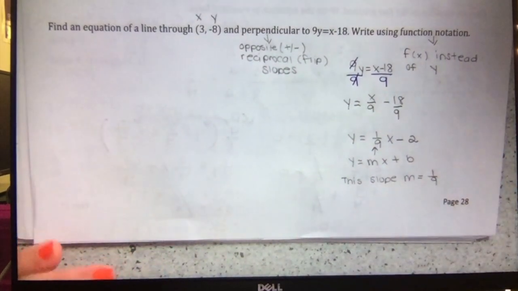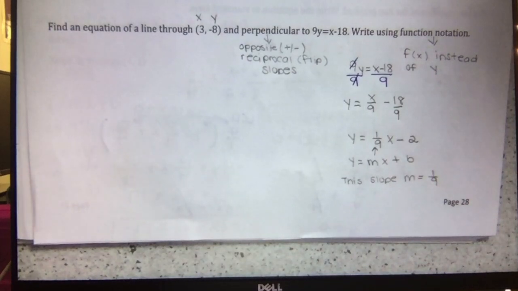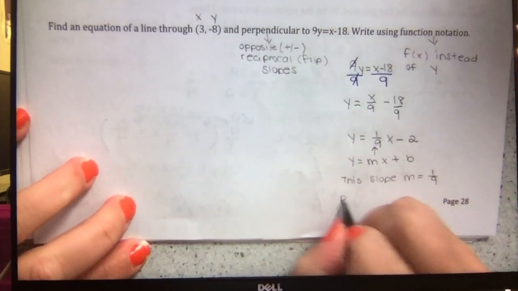But I want this slope, but I cannot use this slope. I need to use the perpendicular slope. So what's our perpendicular slope going to be? 9. Yeah, 9 over 1. And what else? Negative. Good. Sorry, you might have said that. I just didn't hear you.